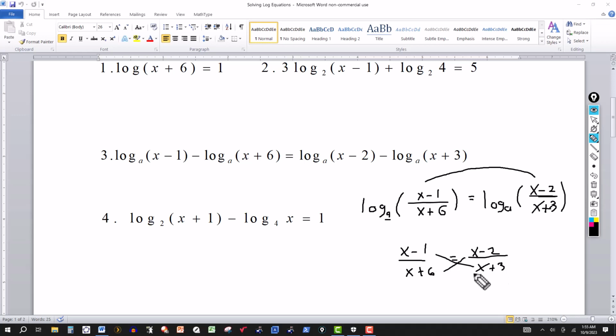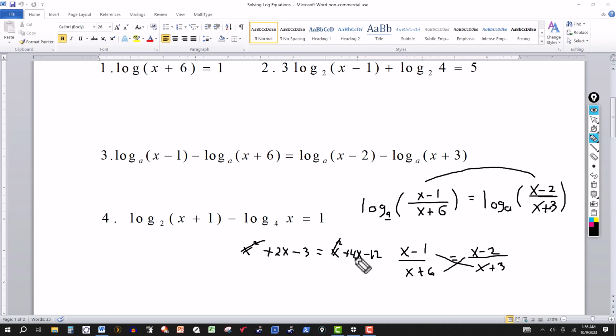So (x minus 1) times (x plus 3). Multiplying 2 binomials, that'll give me x squared plus 2x minus 3, and that's going to equal the cross product the other way. So (x plus 6) times (x minus 2) will give me x squared plus 4x minus 12. And now it looks like a quadratic equation, but when you collect your terms and bring everything to one side, the x squared and the x squared cancel, so it's just a linear equation.